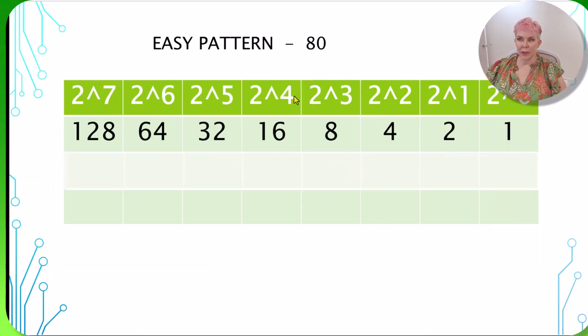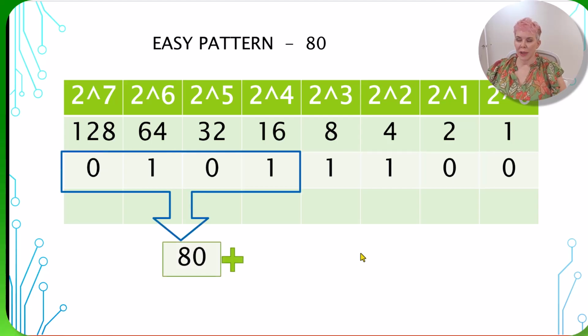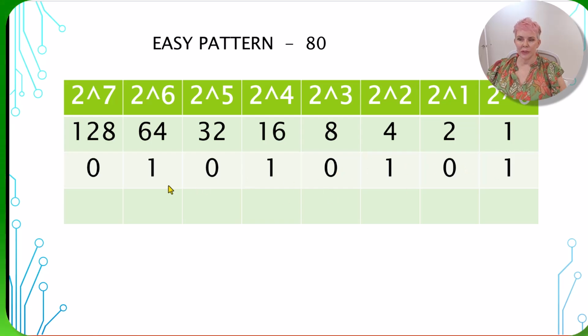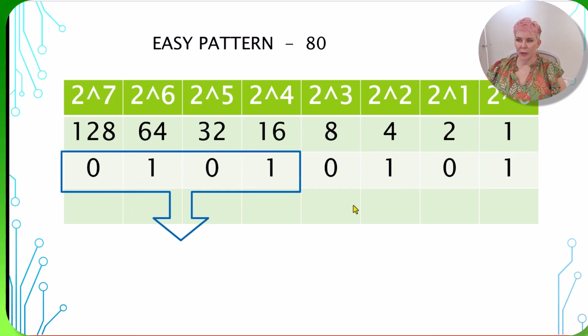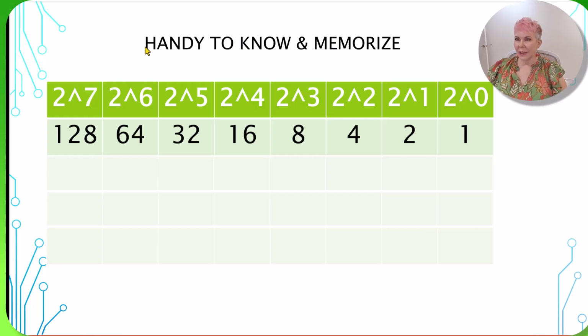Looking at easy pattern 80, 0, 1, 0, 1, I've got the 8 and the 4 turned on, which is 12. Now all of a sudden I can add 80 and 12, and I've got 92. Another easy pattern using 80. I've got 0, 1, 0, 1, 0, 1, 0, 1. This is going to be 85. I've got easy pattern 80 plus 5. This is 85.